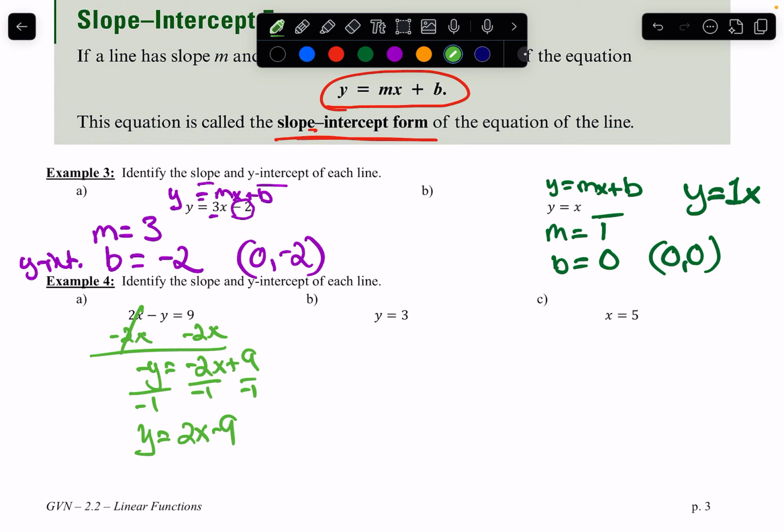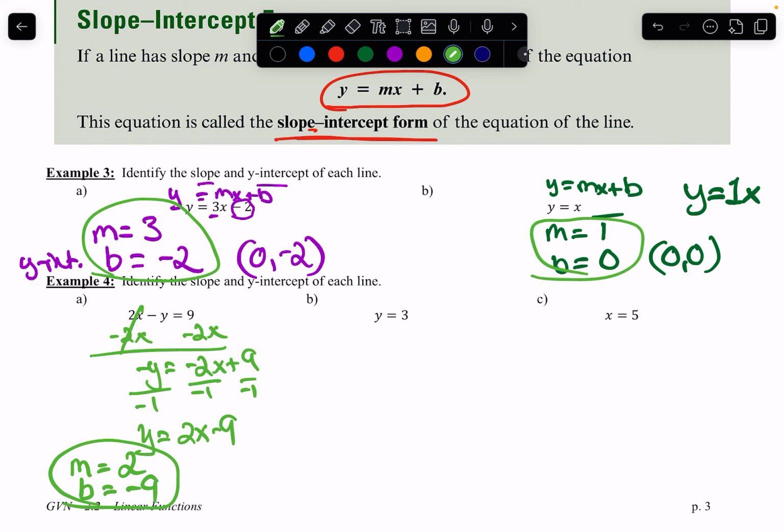Now we have it in the slope-intercept form. And now we can say that our slope is 2 and our y-intercept is negative 9. I did not circle my answers here. Okay, next one.